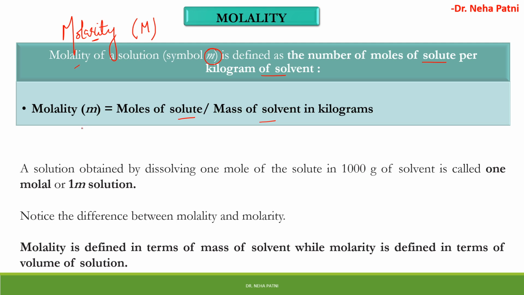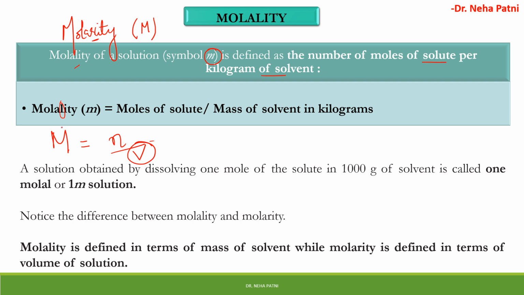However, if you remember about molarity, it was defined in terms of the number of moles of solute by volume of solution in liters. So, here it was volume of solution, here it is mass of solvent, and that too in kg, and this was in liter. Here the unit was mole per liter. So there is a difference, and how are you going to remember it? That is by this L. It does not contain liter, right? So that is how you can easily connect.